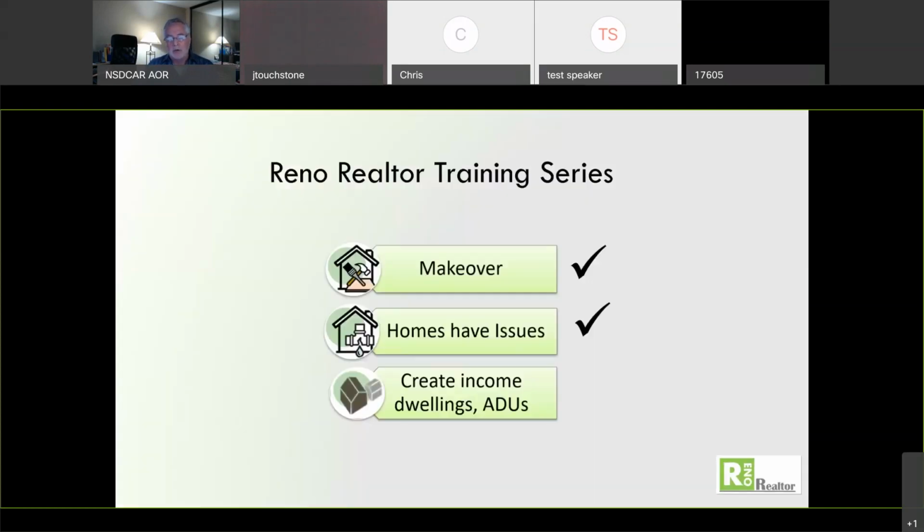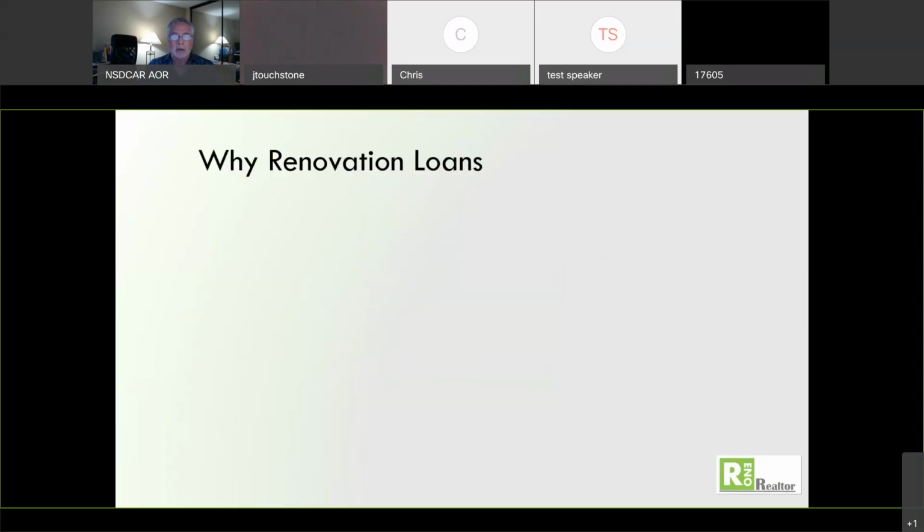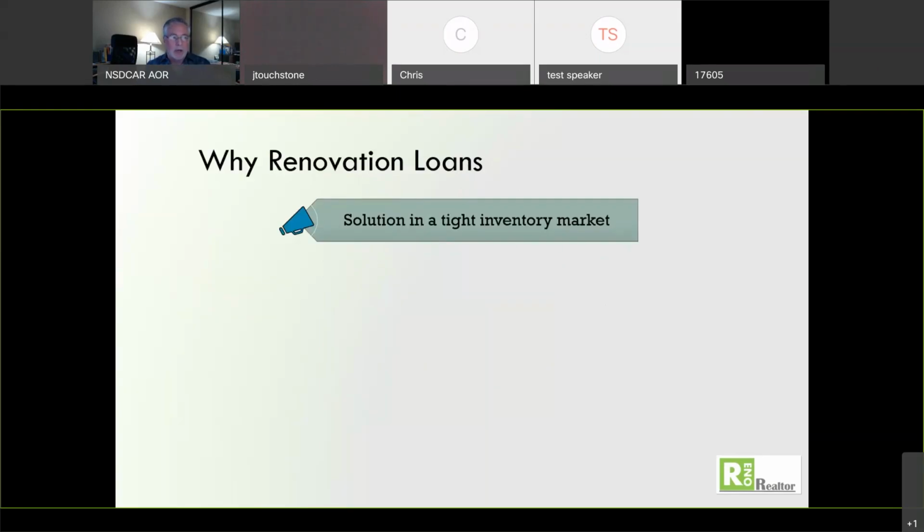So we had gone over the makeover strategy and the homes that have issues strategy. Today, we're going to talk about how we can create income with renovation loans. So just to rehash what we've talked about in the past on why realtors should be looking at renovation loans and have it as part of your overall strategy, this can really be a go-to solution when there's a scarcity of inventory in the marketplace.